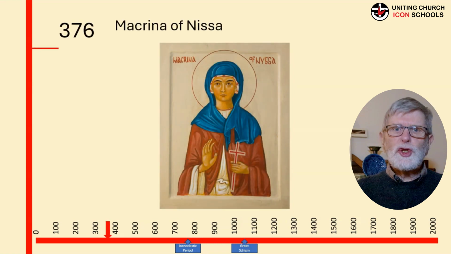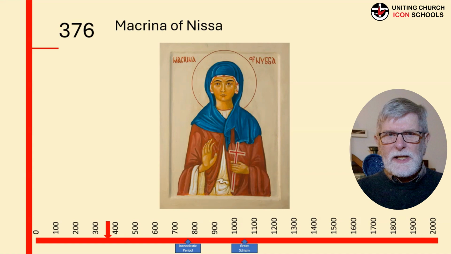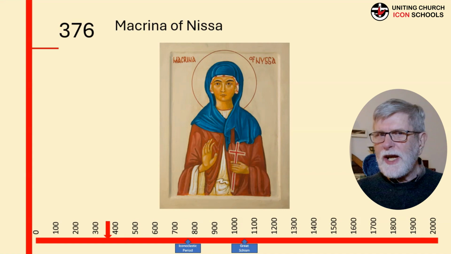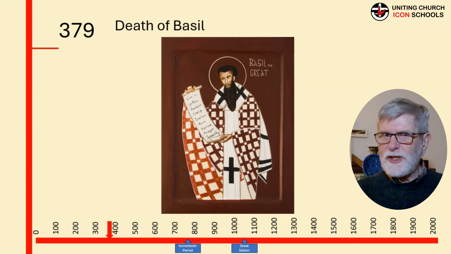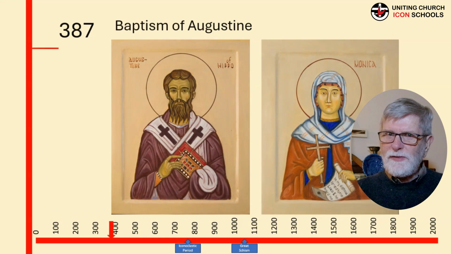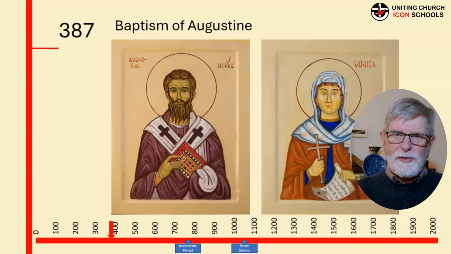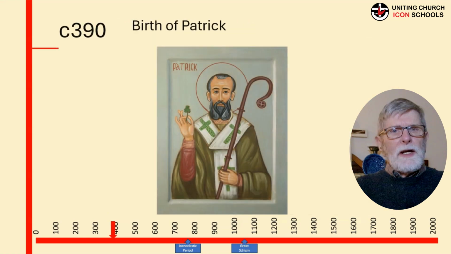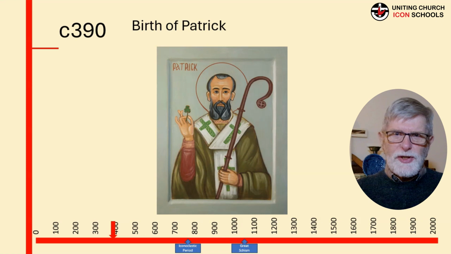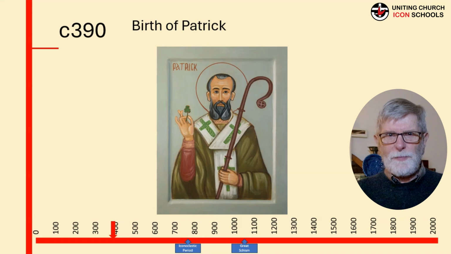The 4th century produced giants of faith. Macrina was an influential sister of Gregory and Basil, who established one of the early monasteries. Another huge influence was Augustine of Hippo, baptized in Milan by Ambrose. Again, there was a mother's influence, the mother Monica. British icon painters, both Orthodox and Western, have a lively interest in Celtic and Anglo saints. The first of these was Patrick.